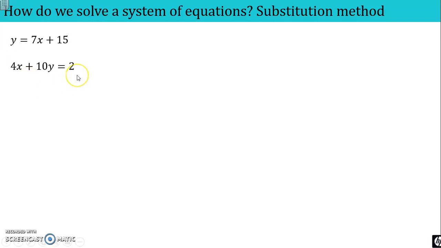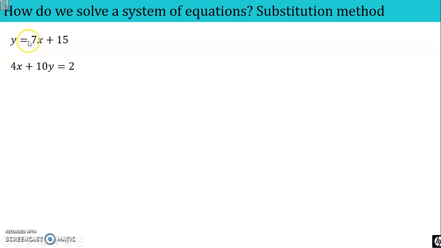So in this scenario, I'm going to show you the substitution method, and it's pretty easy because we already have this y all by itself. If you don't already have an isolated variable, I wouldn't recommend the substitution method because you can get a lot of ugly fractions that make it hard to solve by hand.